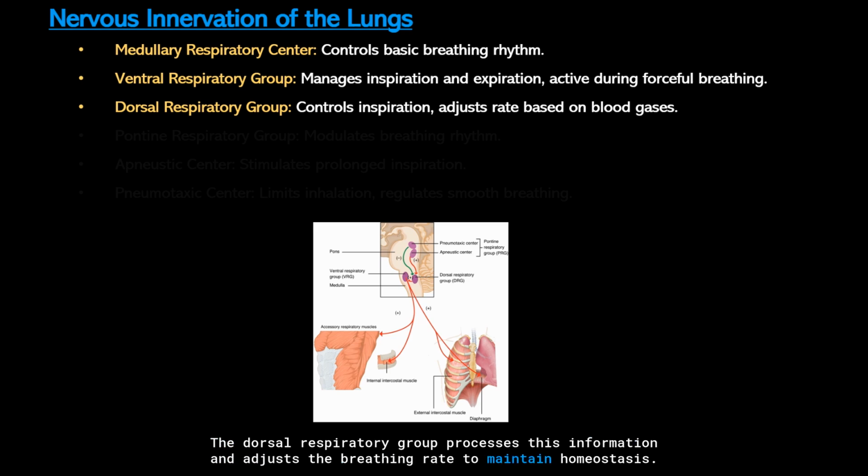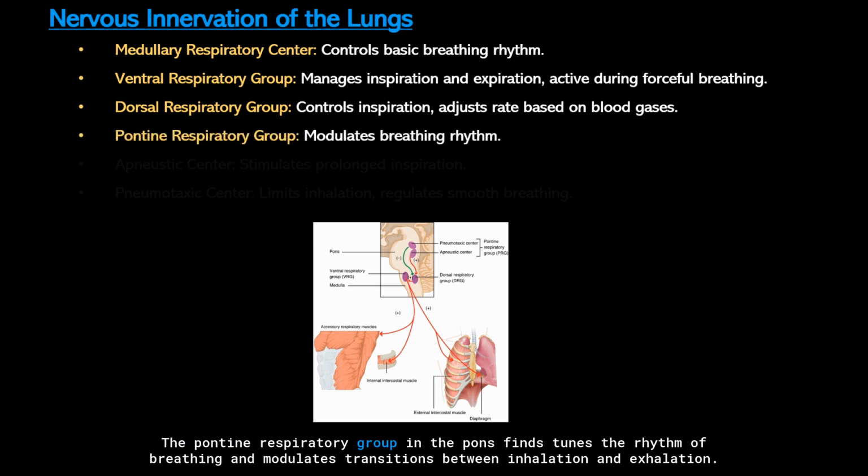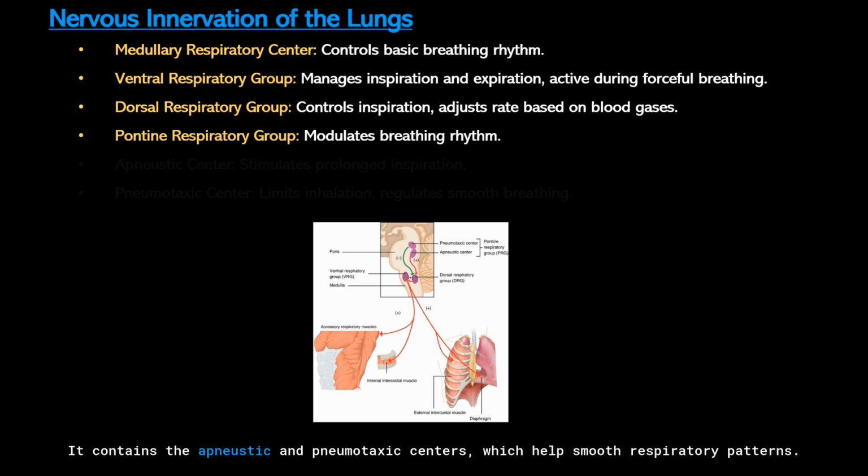The pontine respiratory group in the pons fine-tunes the rhythm of breathing and modulates transitions between inhalation and exhalation. It contains the apneustic and pneumotaxic centers, which help smooth respiratory patterns.